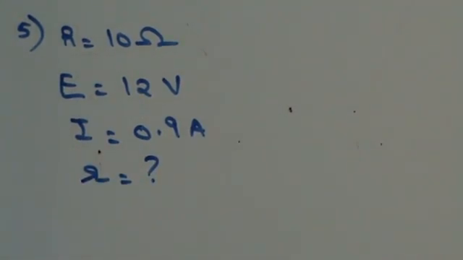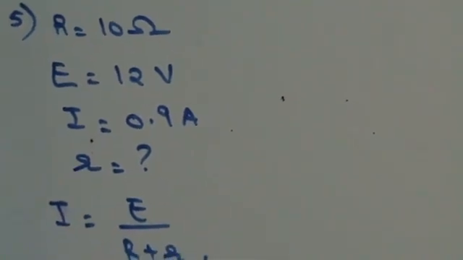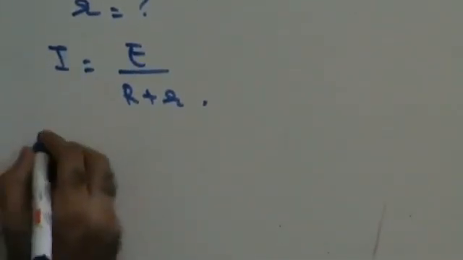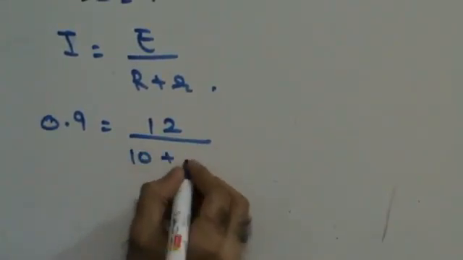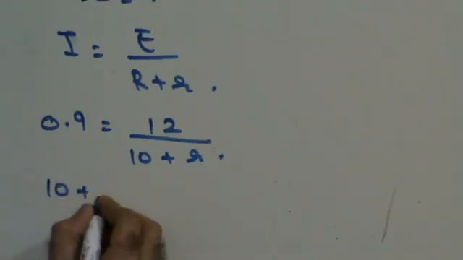Find the internal resistance of the cell. I can say that I is equal to E upon R plus r. So I could say that I, that's 0.9, is equal to 12 upon R plus r, cross multiply.